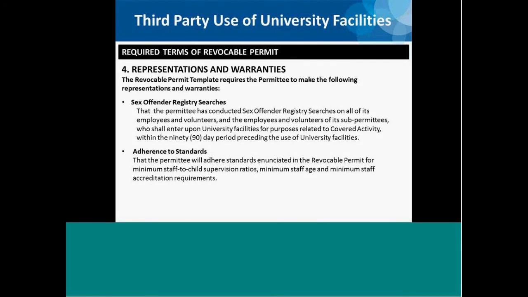The revocable permit used under the Child Protection Policy also requires the permittee to make certain representations and warranties. First, they represent and warrant that they have conducted sex offender registry searches as required by the policy. They also warrant and represent that they will adhere to the standards enunciated in the revocable permit for minimum staff ages, minimum staff-to-child supervision ratios, and staff accreditation requirements.